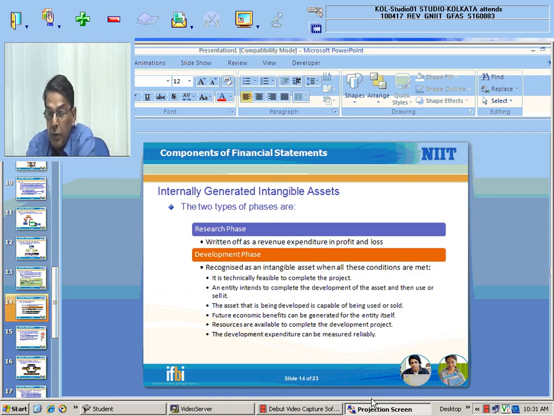Examples include activities aimed at obtaining new knowledge, the search for, evaluation and selection of applications of research findings and knowledge, and the search for alternatives for materials, devices, products, systems, processes. So this is the research phase. Any expenditure incurred during the research phase on an internally generated intangible asset will be expensed to the profit and loss account as a revenue expenditure in the year it is incurred.